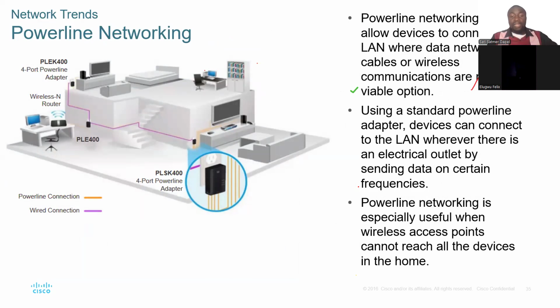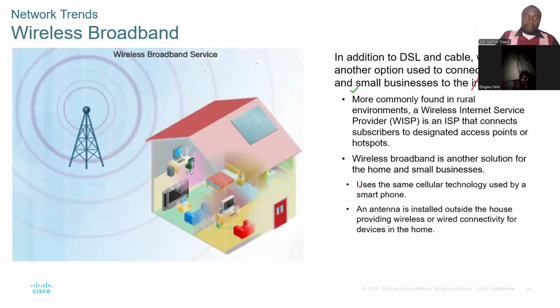Another trend technology is the power line technology. Power line networking can allow devices to connect to a LAN where data network cables or wireless communications are not a viable option. Using a standard power line adapter, devices can connect to the local area network wherever there is an electrical outlet by sending data on certain frequencies. It is especially useful when wireless access points cannot reach all the devices in the home. So so far as you have electricity in your home, you can use that same power line to convey data.